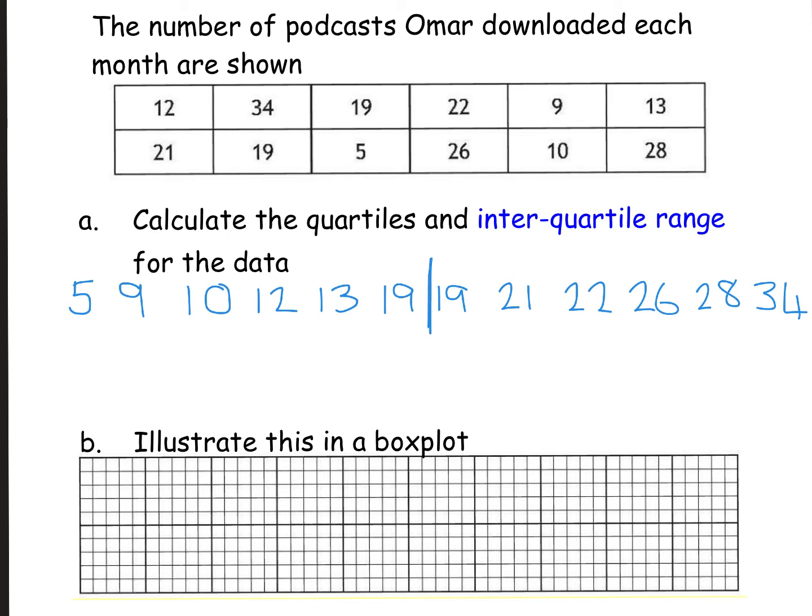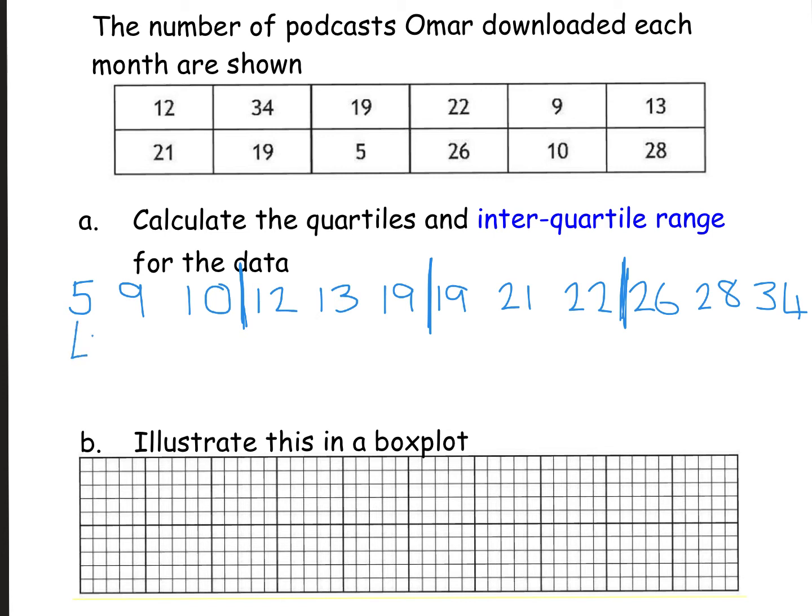On the lower half, we've got 6 numbers, so halfway, we'd split it with 3 and 3. And then the top half, again, 6 numbers, splitting at 3 and 3. So for this one, it's been split into 4 groups of 3. And all our interesting numbers are in between things. So let's do our 5-figure summary.